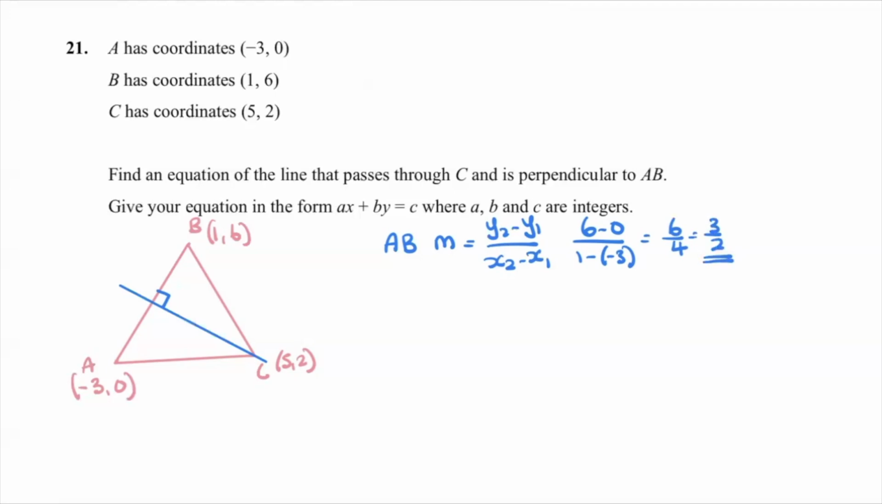Now that's the gradient of AB. I want the perpendicular gradient, which is the opposite sign and the reciprocal. So I've now got the gradient of my blue line. I also know that 5, 2 lies on that line, which means that I can now use the formula y minus y1 equals m(x minus x1).